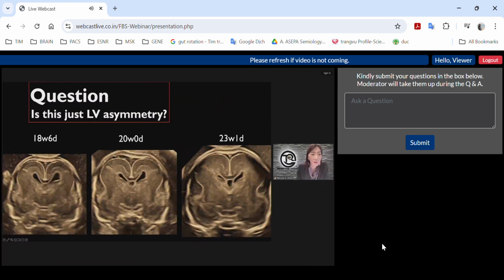And here, this is a question, is this just the lateral ventricular asymmetry? And here, you can see 18 weeks and 20 and 23 weeks of gestation. You can see the very asymmetrical structure of the anterior horn. Where something here is concerning.